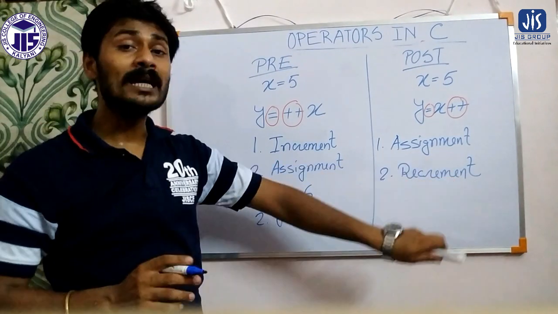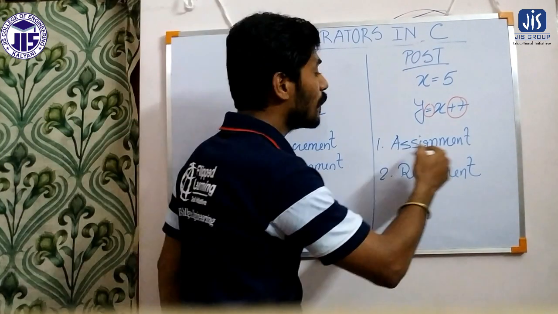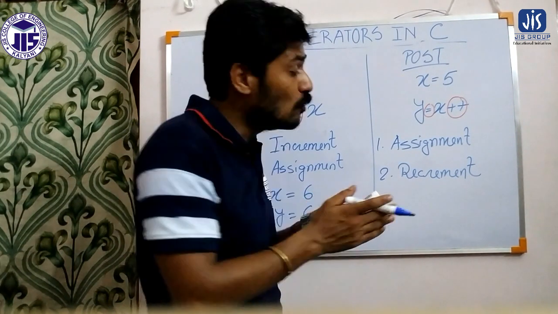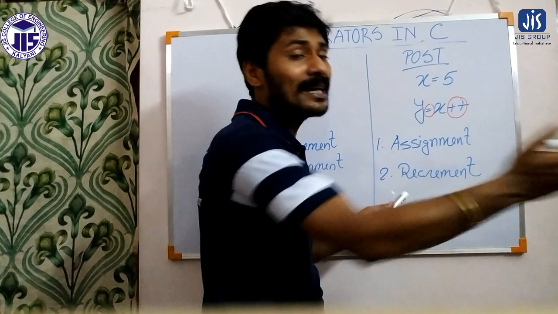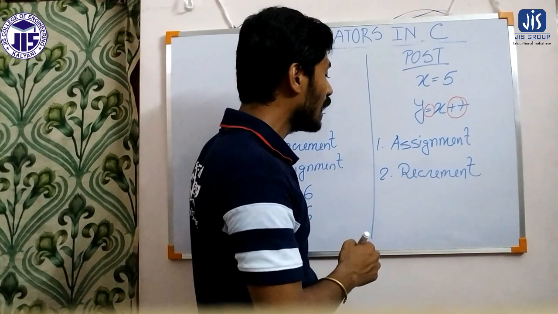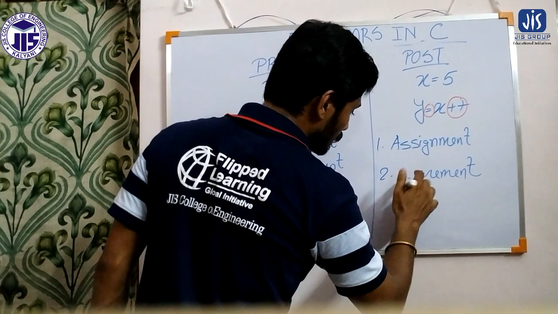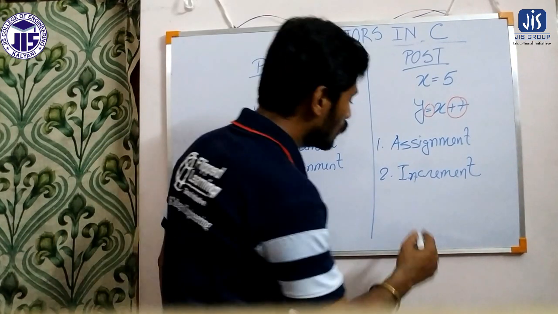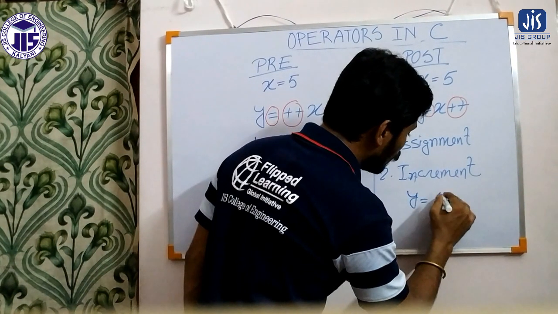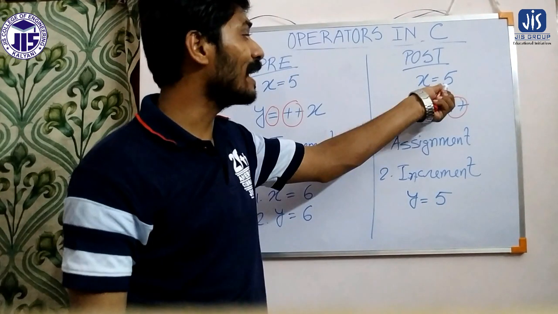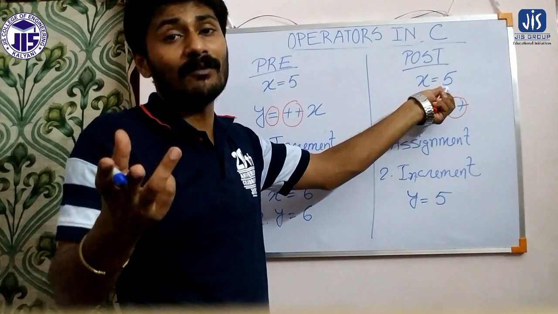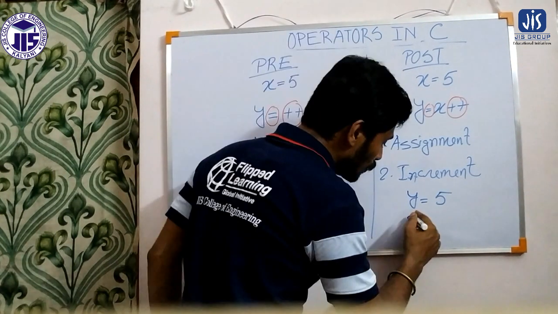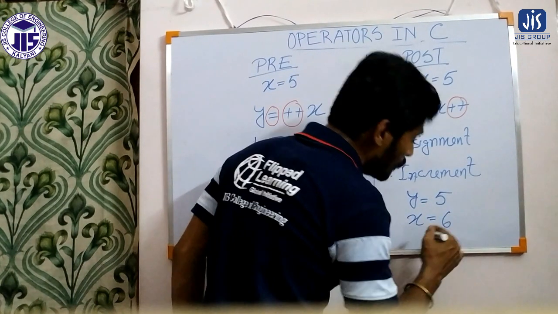But in case of post, it will be opposite. First it will perform the assignment operation. So the value of x will not be incremented first. The value of x will be incremented after the assignment operation. So the value of y is equal to 5, because the value of x is 5, we have not yet incremented the value. So this value we have assigned into y. After that it will increase the value of x, then it will be 6.